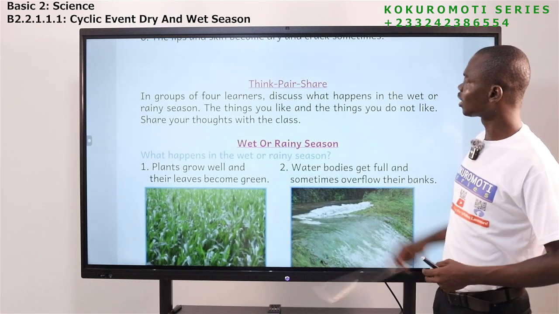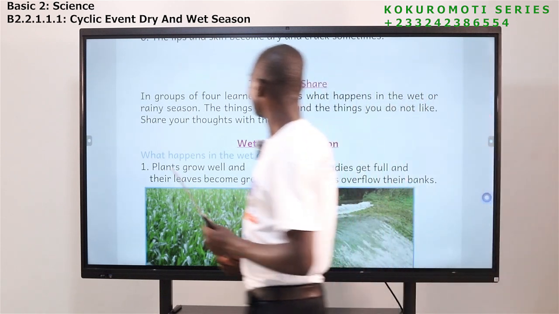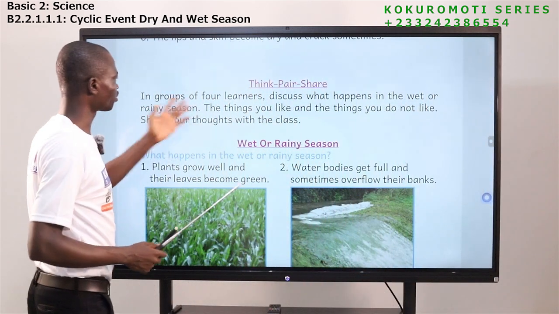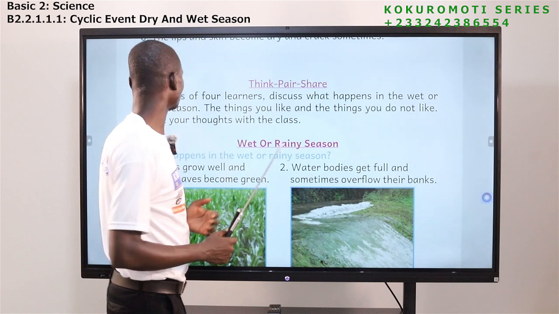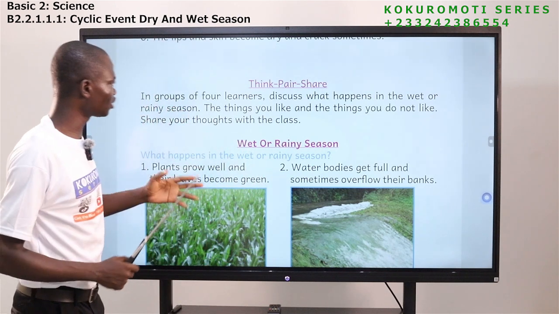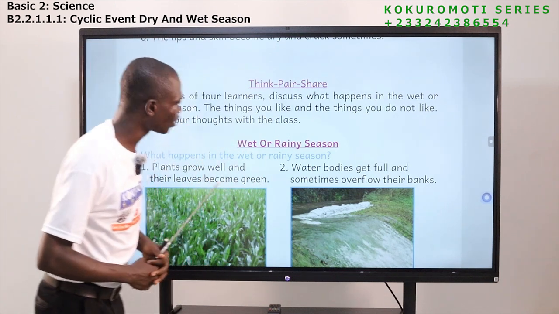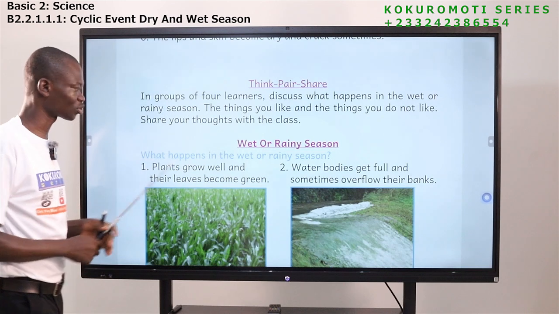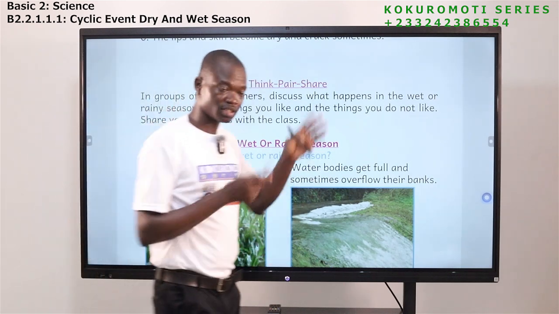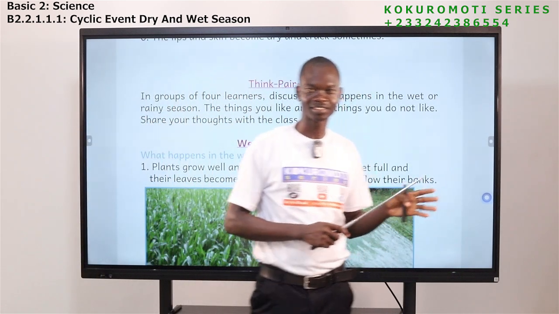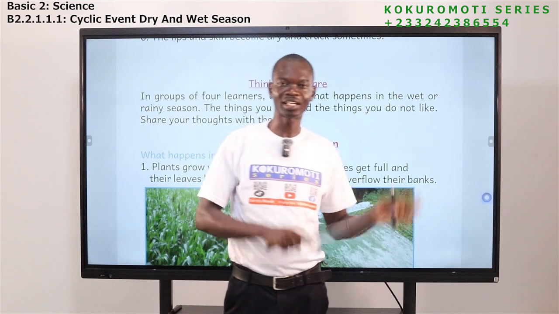Okay. Now, another activity, think pair share. In groups of 4 learners, discuss what happens in the wet or rainy season. The things you like and the things you do not like. Share your thoughts with the class. So we are done with what? The dry season or the Harmattan season. We are looking at what?